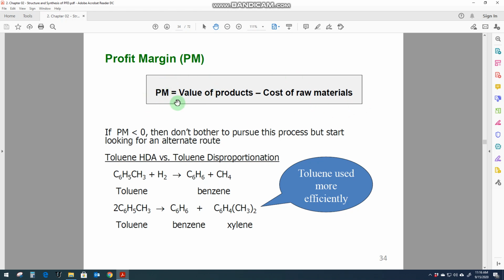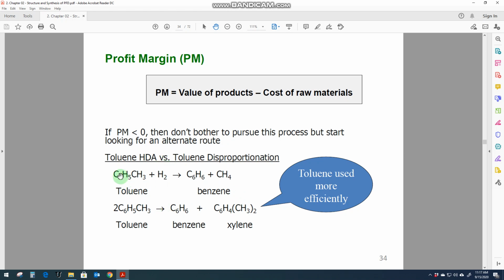If the profit margin is greater than 0, then the process is reliable, and if the value of the profit margin is less than 0, then the process is not reliable and we have to look for an alternate route. For example, we are supposed to produce benzene from toluene, so there could be two alternative routes that we can follow.